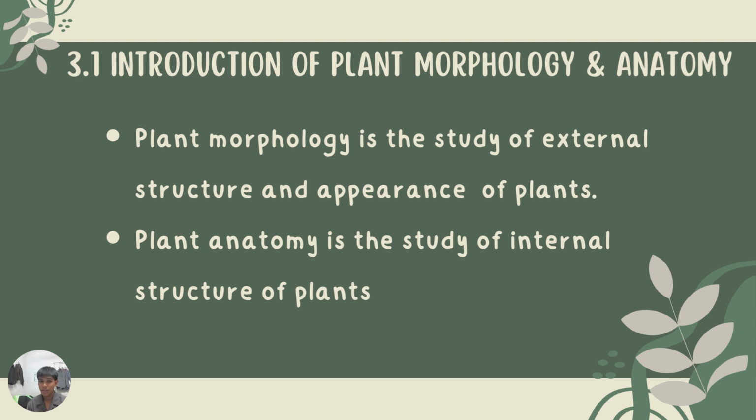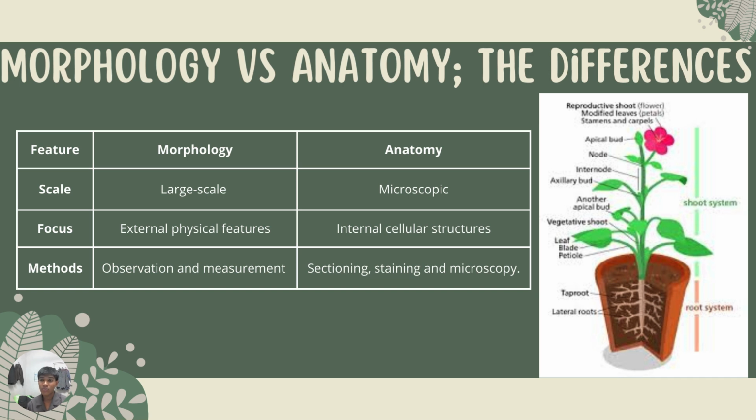To begin, let's define our two core areas of study. Plant morphology is the study of external structure and appearance of plants, and plant anatomy is the study of internal structure of plants. While both fields are related, they differ in scale and methods. Morphology deals with large-scale observation, what you can see with the naked eye. Anatomy is microscopic, requiring sectioning and staining to reveal internal cells. Think of morphology as looking at the shape of a flower, while anatomy is looking at the cells inside its petal.